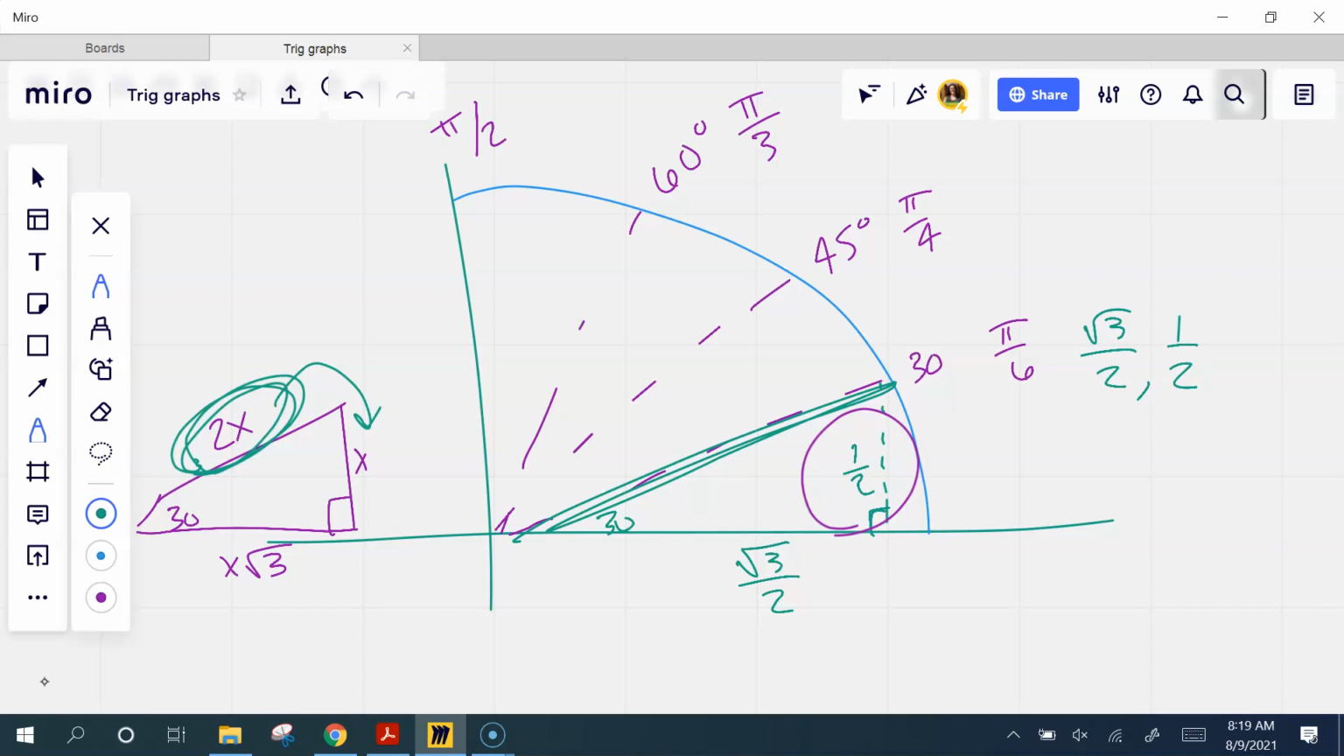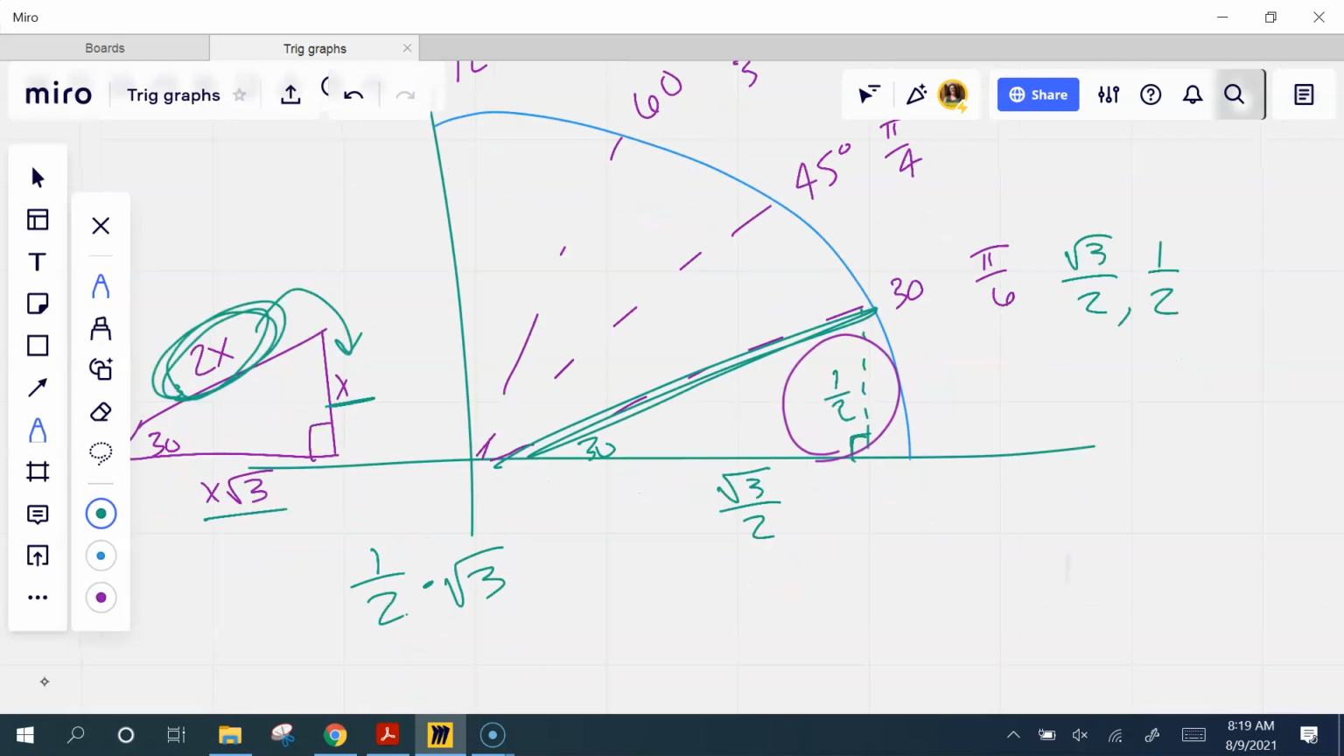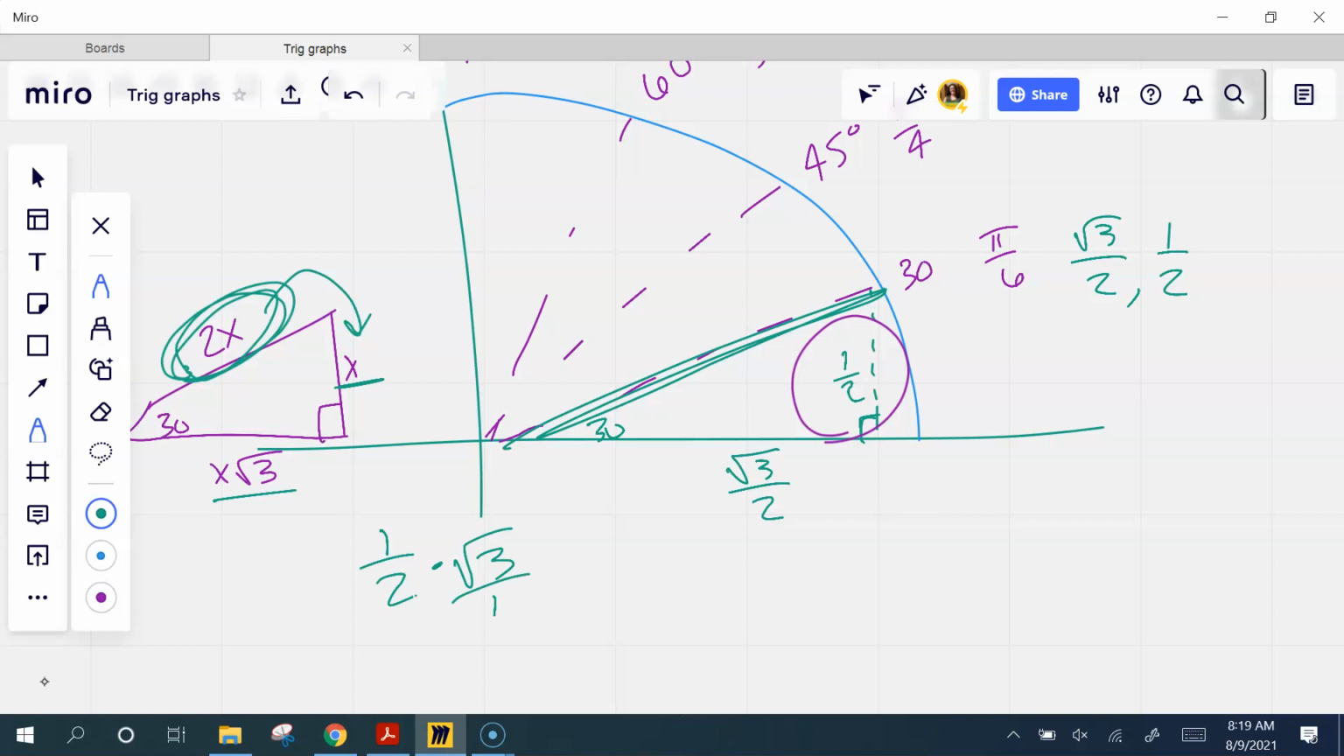Once I have the short leg of the special right triangle, it's easy to find the other sides because I just take the short leg and multiply by the square root of 3. So 1/2 times the square root of 3. When I do fractions, I put the whole number over 1, and it's top times top and bottom times bottom. So I end up with the square root of 3 over 2 times 1 is 2. Other questions about that?